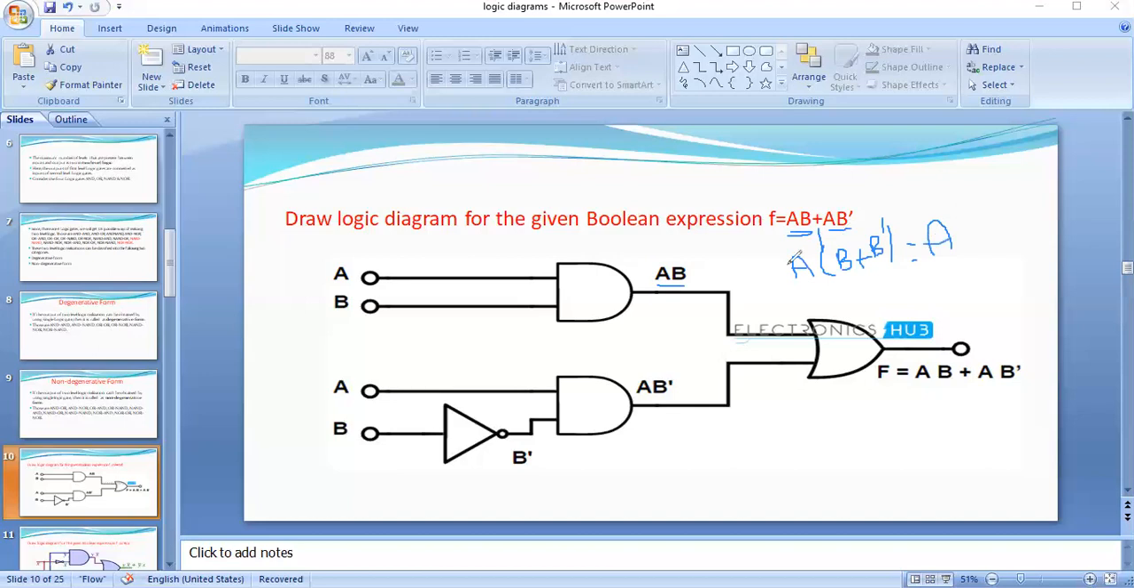Which means if we apply the Boolean theorem, the number of literals will be reduced. So the number of components needed to design the minimized expression is also less. Means the size of the circuit is reduced, the complexity will be reduced, and at the same time, the cost will also be reduced.